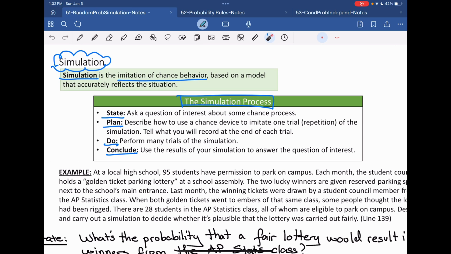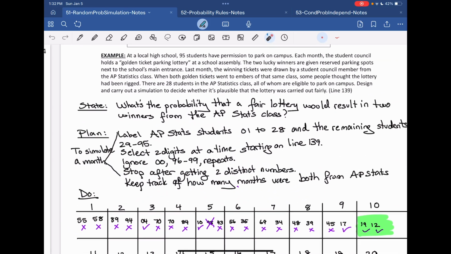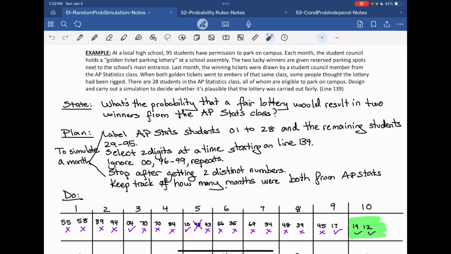So simulation is what we're going to start with. The activity that we had done in class was a simulation, particularly with a die, rolling a die, because it was a 1 in 6 chance of winning. But simulation is the imitation of chance behavior, and it's based on a model that accurately reflects the situation. There are 4 parts to a simulation. You're going to state, you're going to plan it, you're going to do it, and you're going to conclude. It's best to explain with the actual problem, so I'm going to go straight into that.